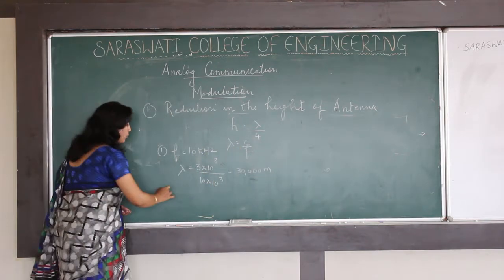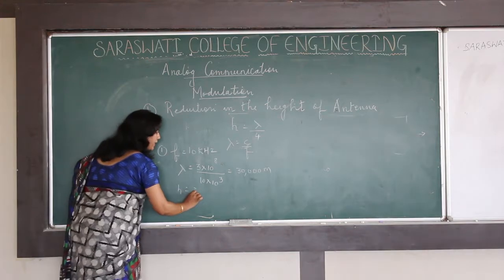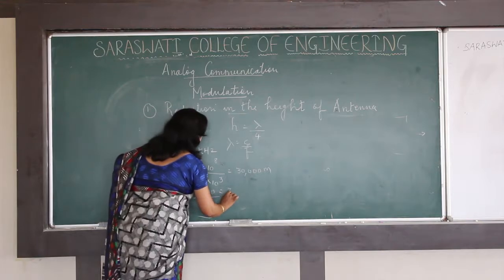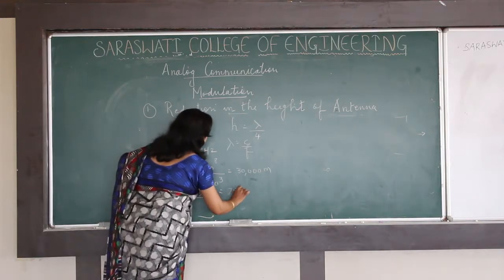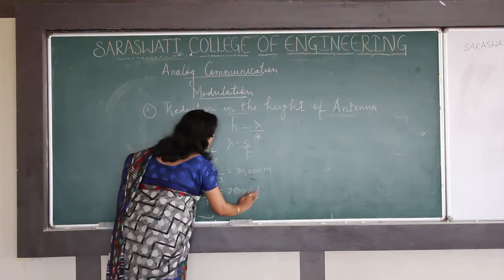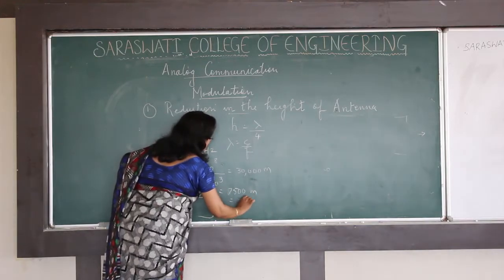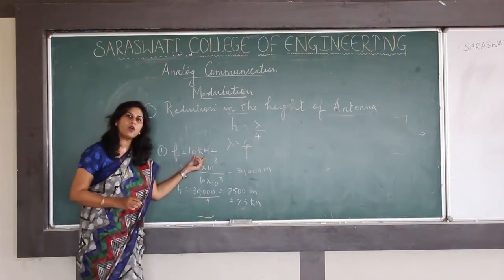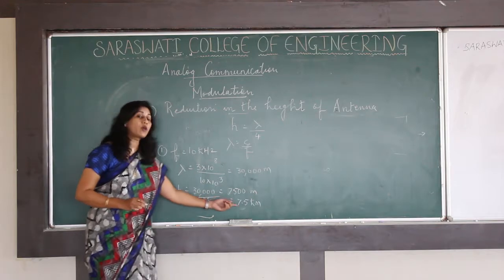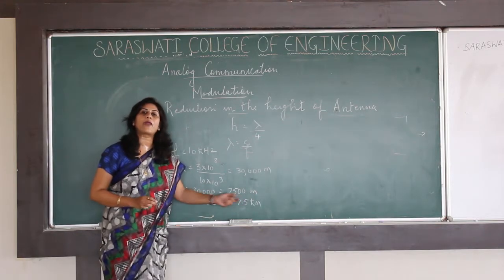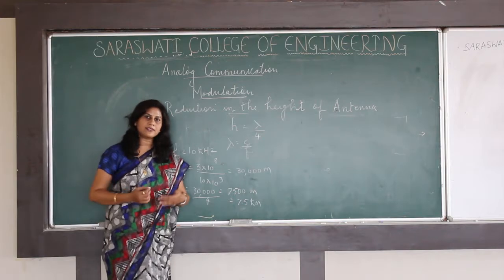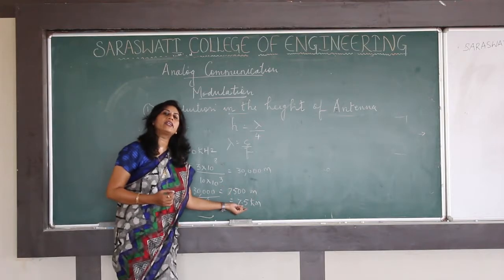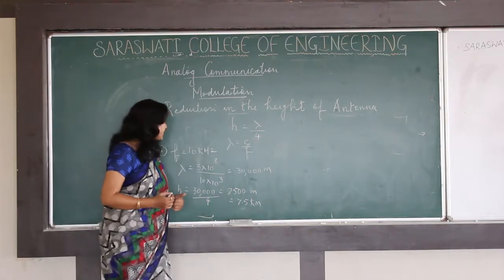Based on this, I now calculate the height of my antenna, which is equal to 30,000 meters divided by 4, which comes out to be 7,500 meters, that is equal to 7.5 kilometers. As you can see, when I have to transmit a signal of, say, 10 kilohertz, the height of the antenna that I require is 7.5 kilometers, which is not practically feasible to install. That means we can conclude that when I transmit a low frequency signal, the height of the antenna increases drastically.